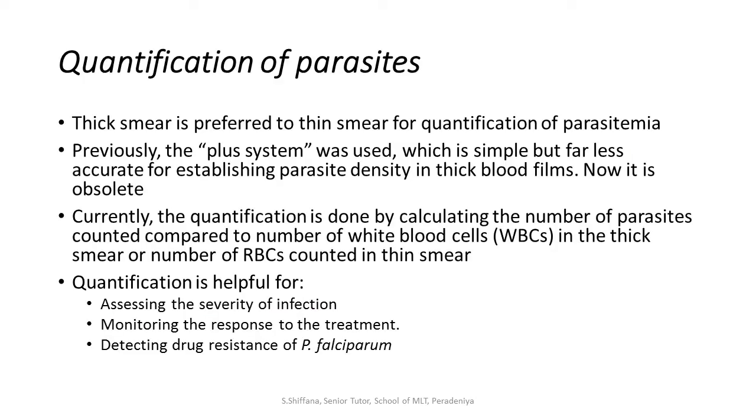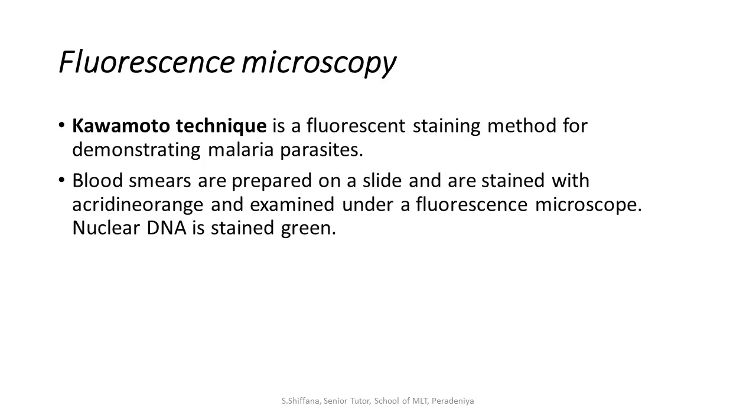Then quantification of the parasite. Why do we need to quantify? Especially in the case of falciparum, we have to quantify. We already discussed that it causes cerebral malaria, so we have to quantify. Then fluorescent microscopy: here we have to use a fluorescence stain and identify. Here we are using acridine orange, the fluorescent dye.